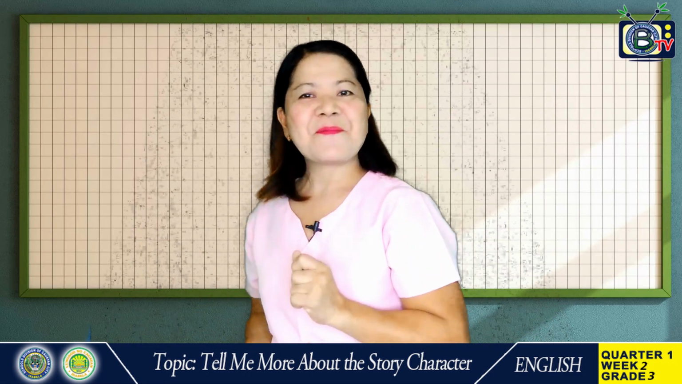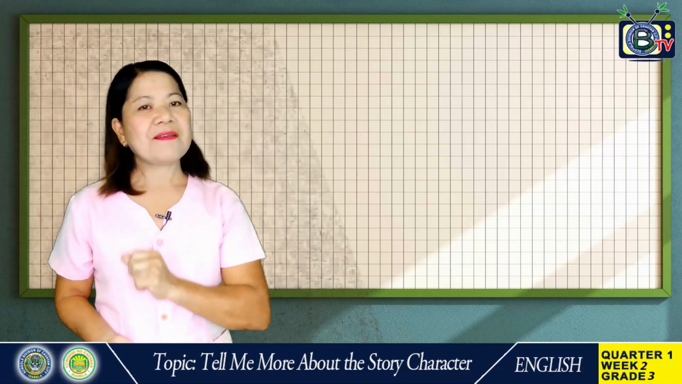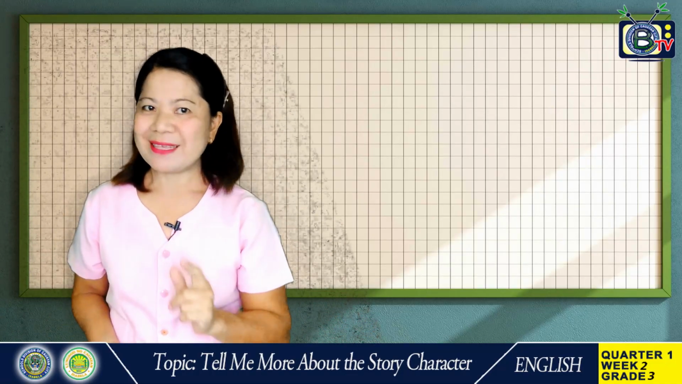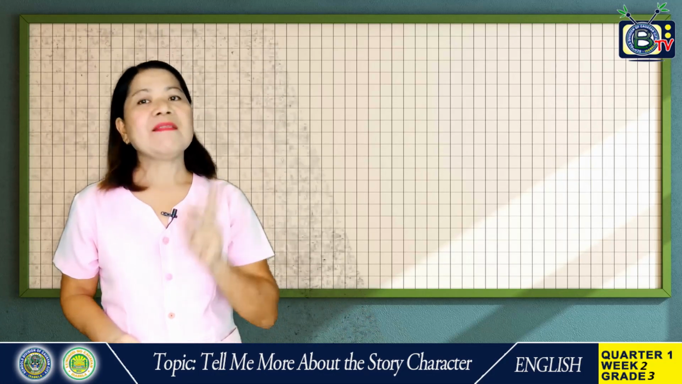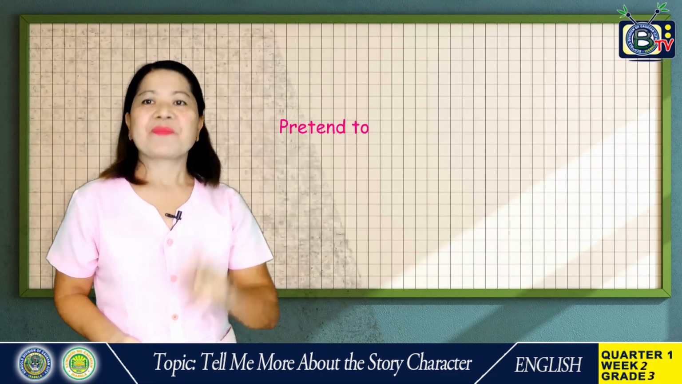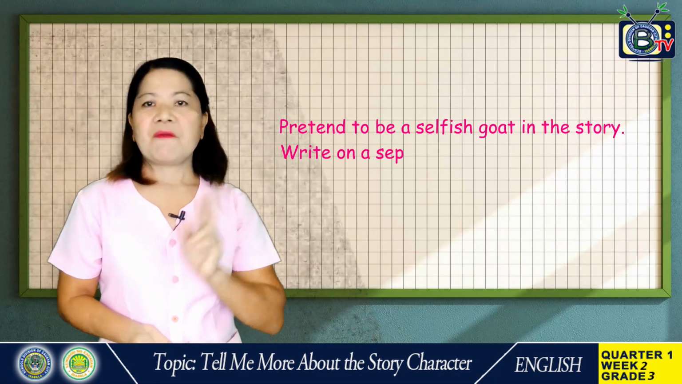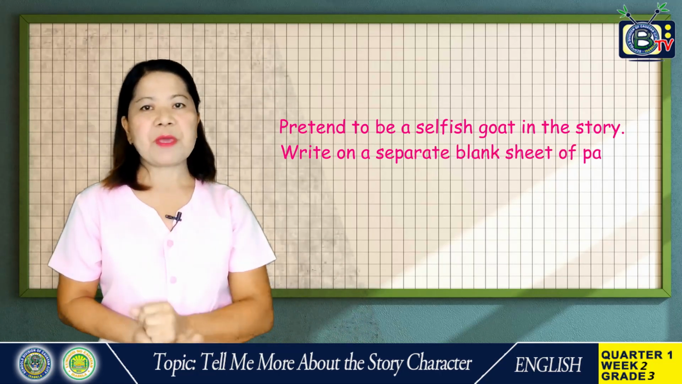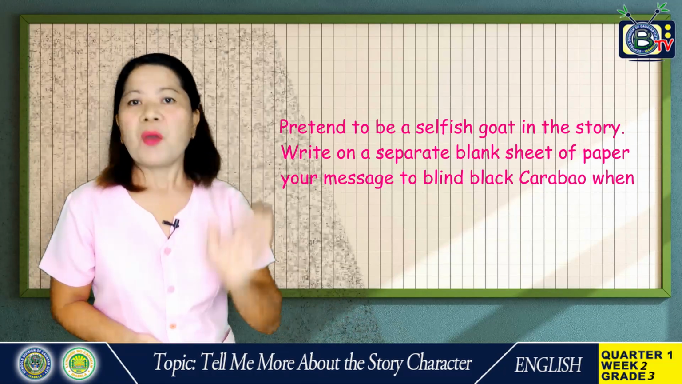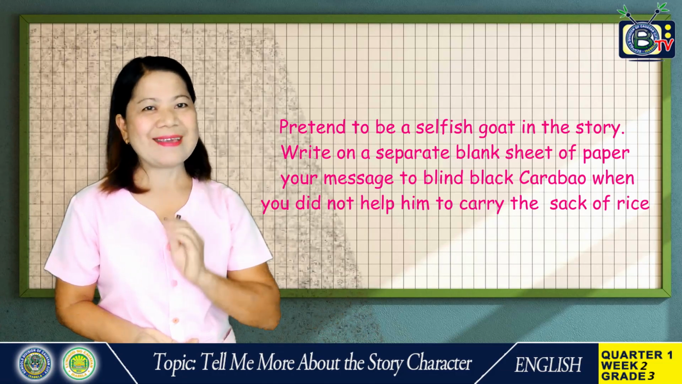Okay, time is up. You may continue the activity later. For another activity, in activity A2, it's a message. Pretend to be a selfish goat in the story. Write on a separate blank sheet of paper your message to the blind black Carabao when you did not help him to carry the sack of rice.